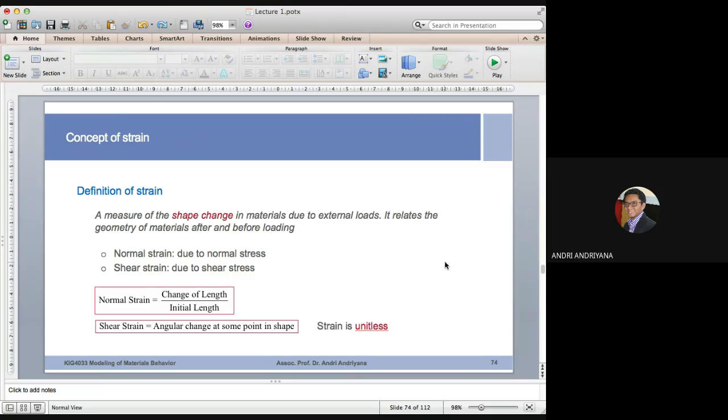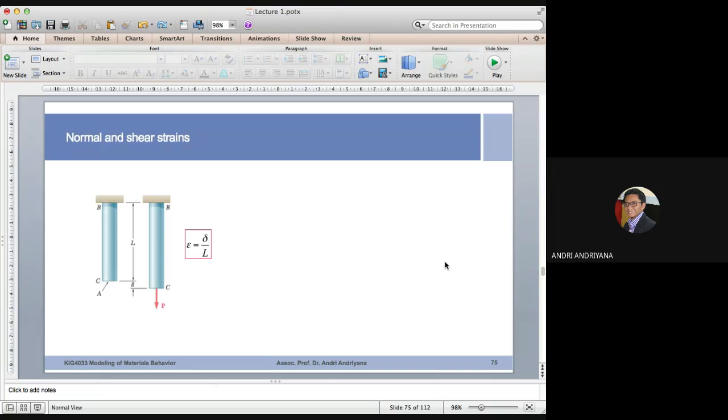So you have also learned normal strain. This is due to the actions of normal stress. Shear strain is due to the actions of shear stress. Normal strain is defined by the change of length over initial length, while shear strain simply corresponds to the angular change at some point in shape. So it relates to rotations. Okay? And strain is, as you have mentioned, unitless.